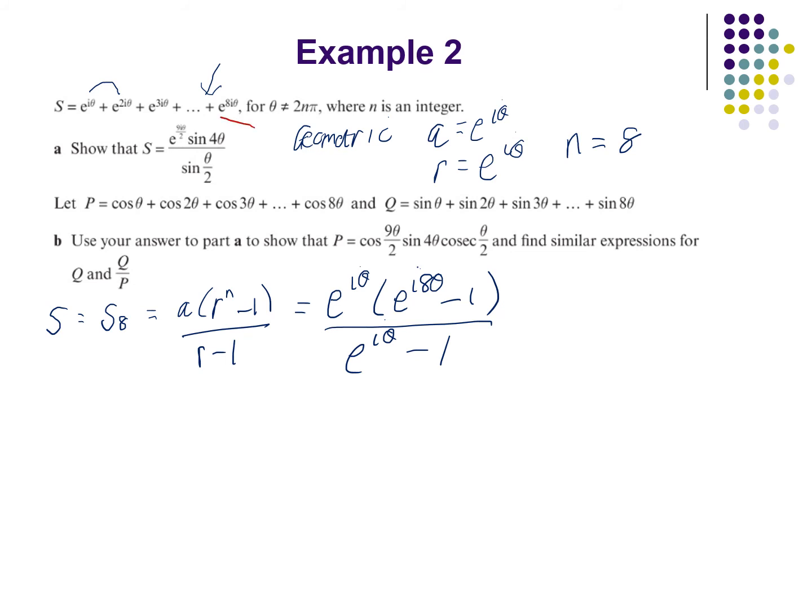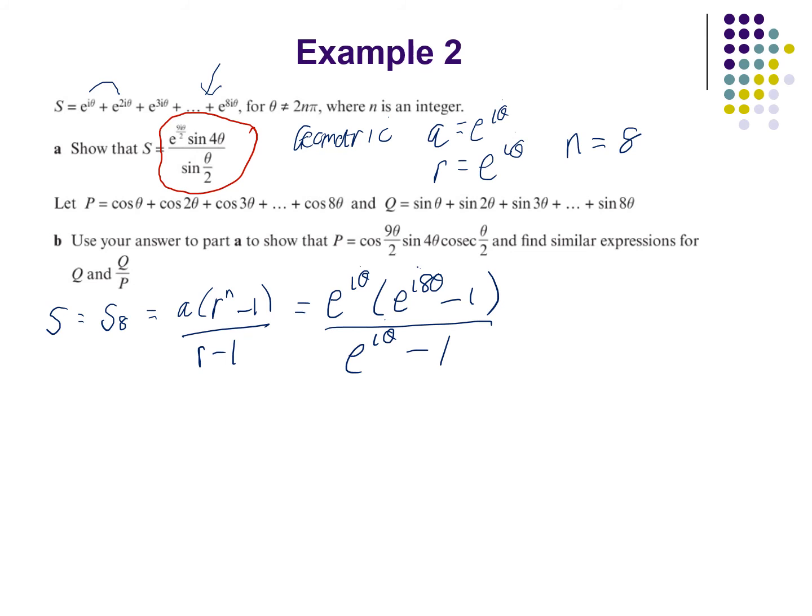We're trying to show that what I've got is equivalent to this. So we're going to have to do a little bit of work to show that that's equivalent. Okay. Now we know that e to the i theta is equal to cos theta plus i sine theta.